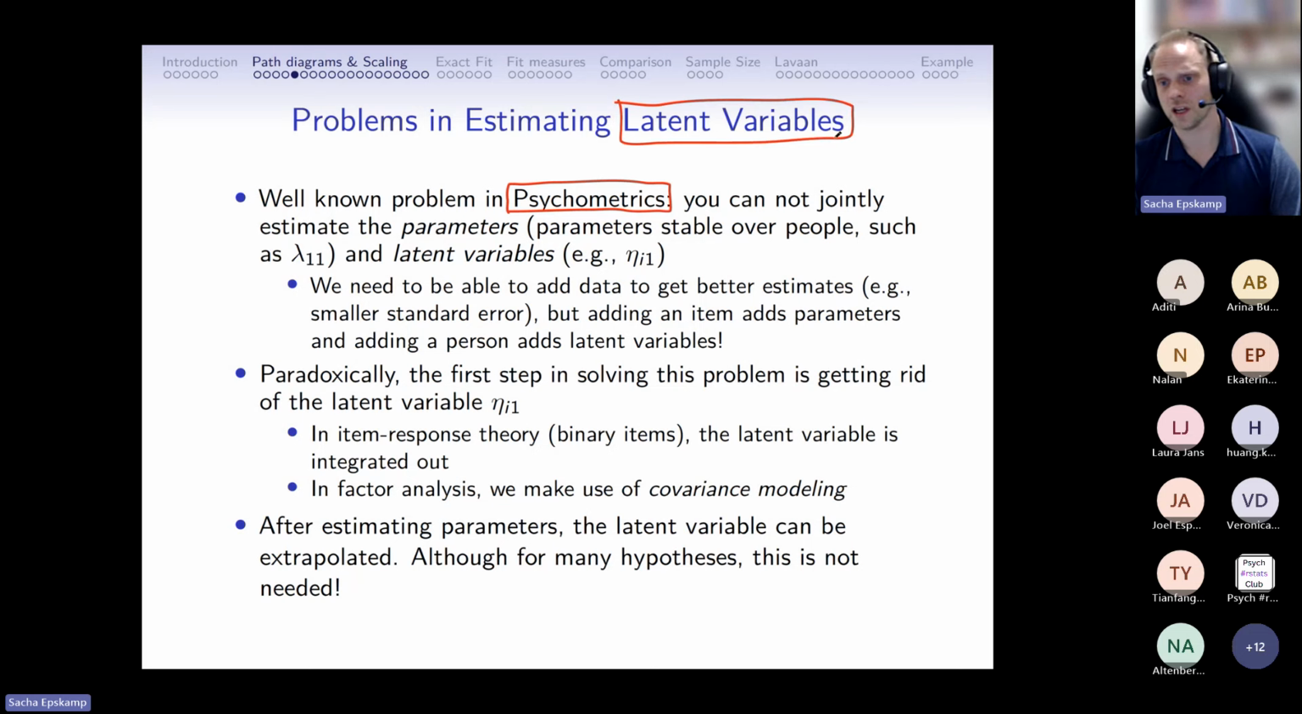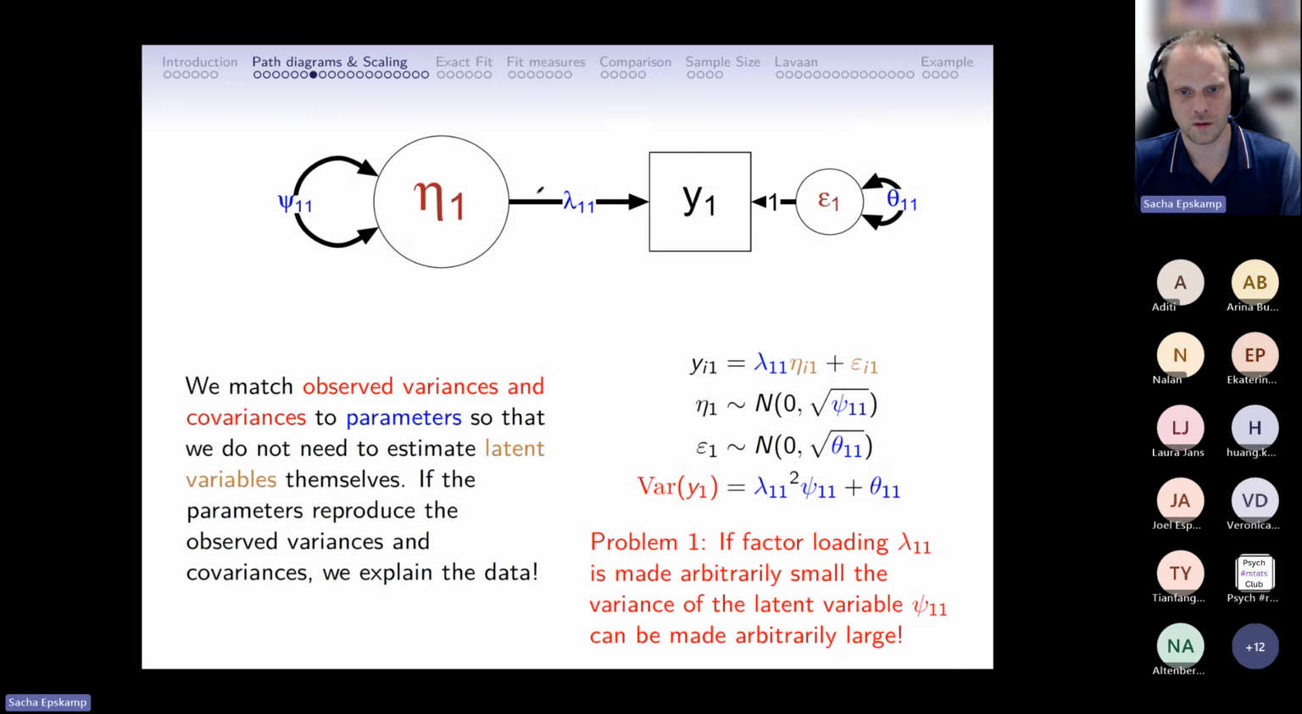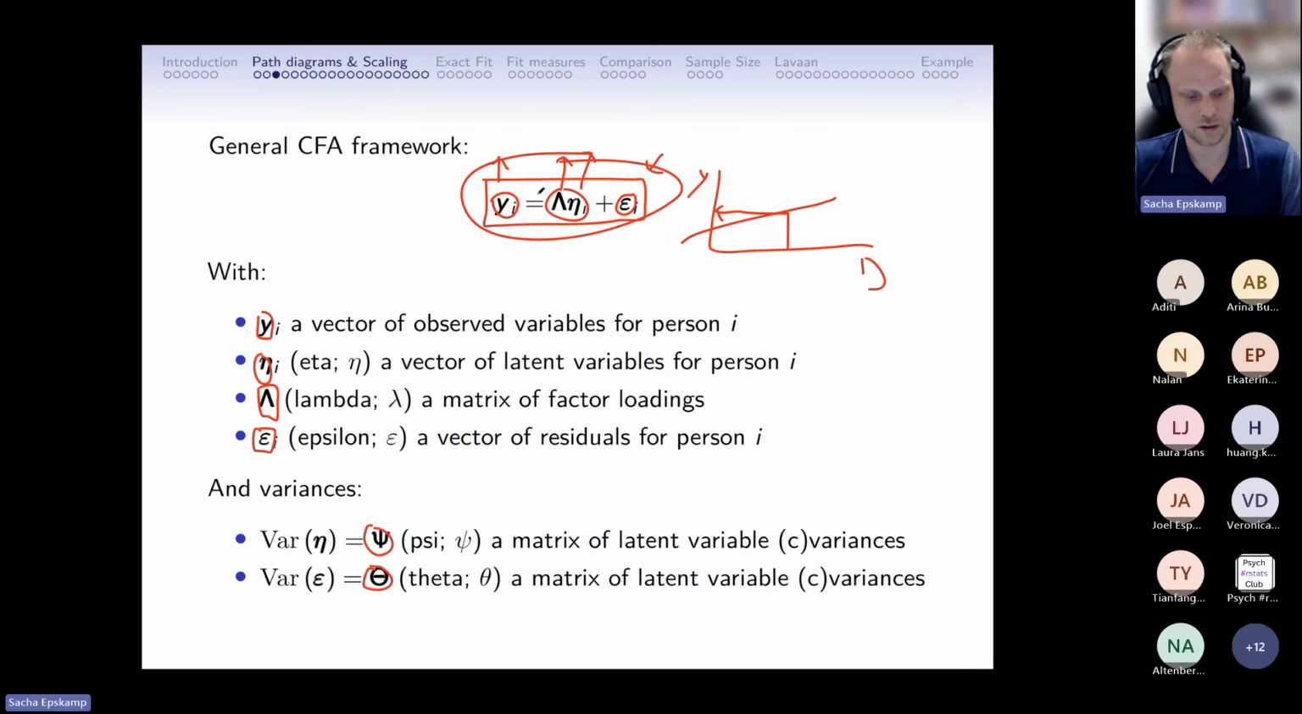An interesting thing in psychometrics is that we want to get a value for the latent variable, but actually we can't. And that is because it is impossible statistically to reliably estimate both the parameters and the latent variables. What does that mean? Right, let's go to this slide here.